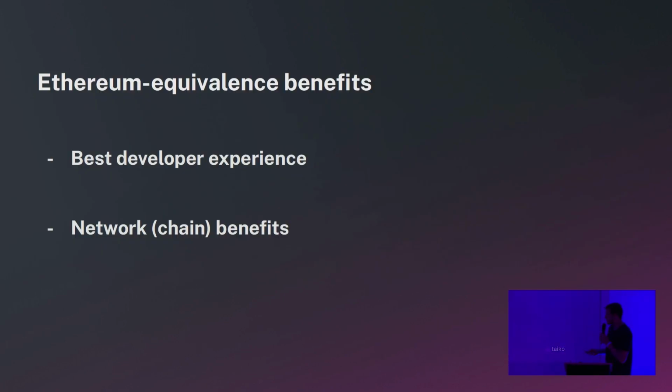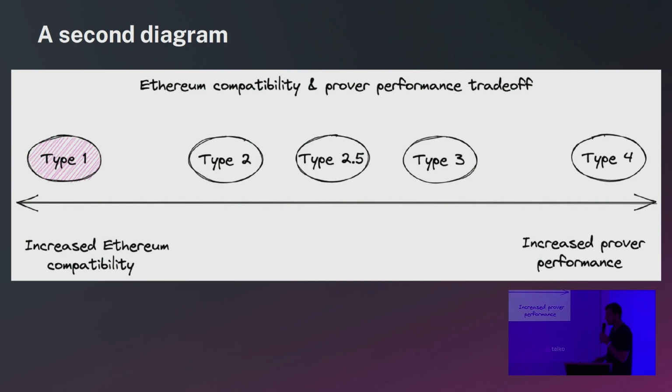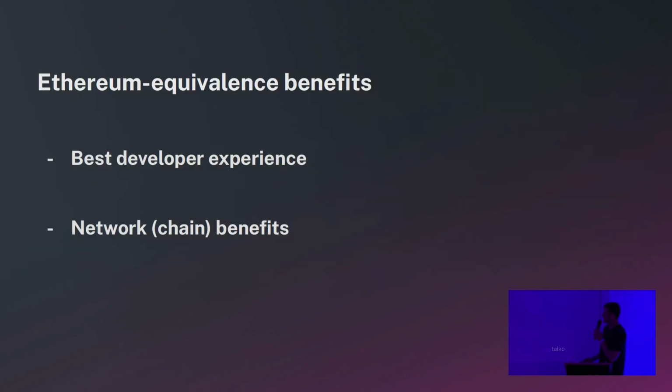So Taiko is a Type 1. Currently, I think the only one aiming directly and initially for a Type 1. Others fall along the rest of the spectrum.